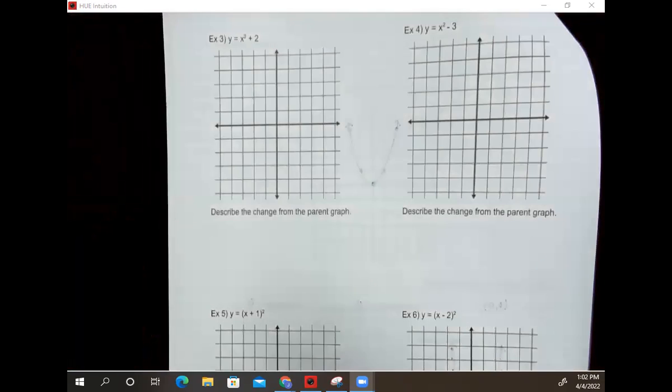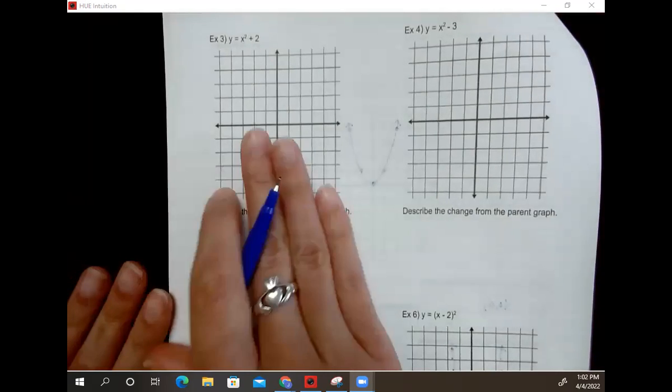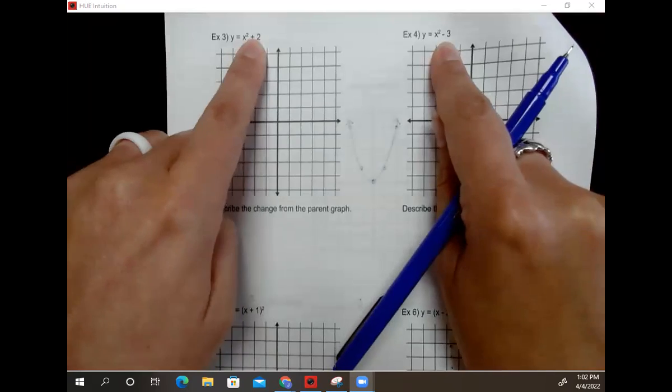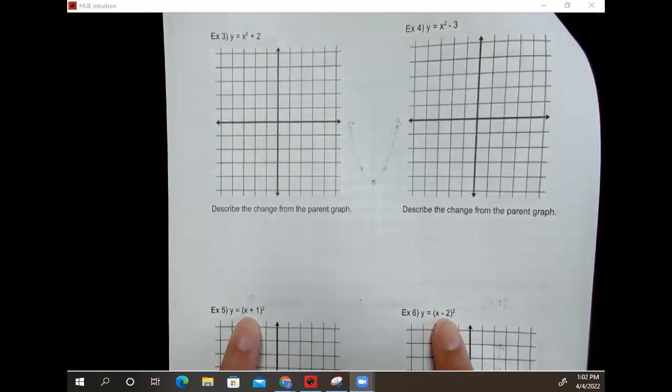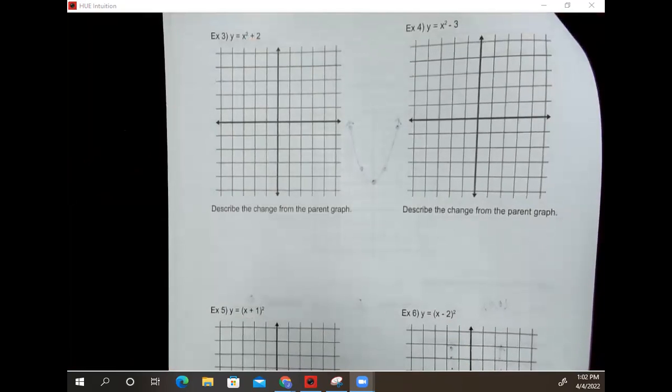Okay, on the next page, we're gonna look at some other changes that we can make. So we looked at what if we change that lead coefficient, what if we change that a value? Now we're gonna look at what if I add or subtract something to my function. So for example 3 and 4, I'm adding or subtracting at the end of my function. For examples 5 and 6, I'm adding or subtracting directly to x. That number that I add or subtract is in parentheses with x, the square on the outside. So we're gonna look at how these impact my function.